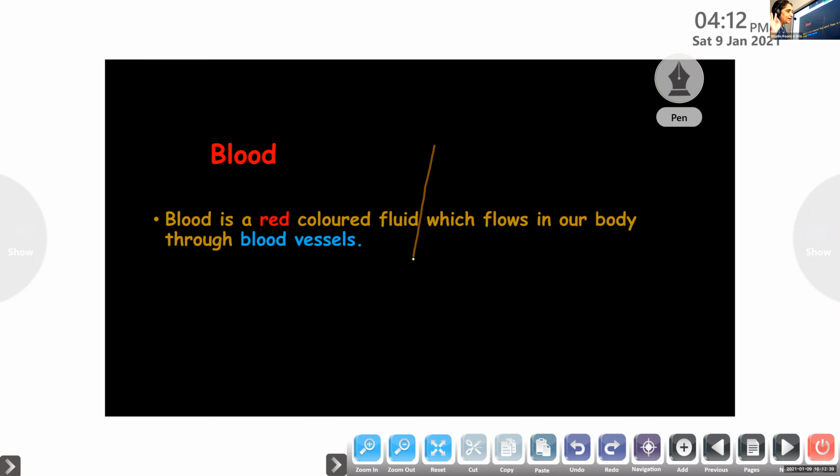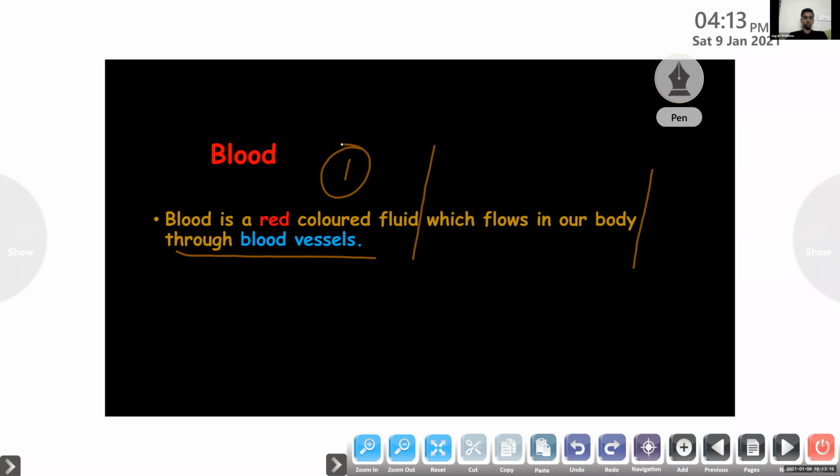Now, the first point: blood is a red colored fluid which flows in our body. Second point, which flows in our body. How does it flow? Through blood vessels. That is the third point. So, Jagan, the first point, how can we define blood? Blood is a red colored fluid.